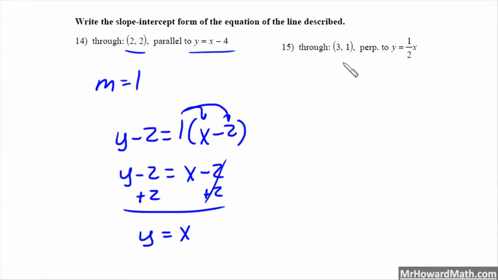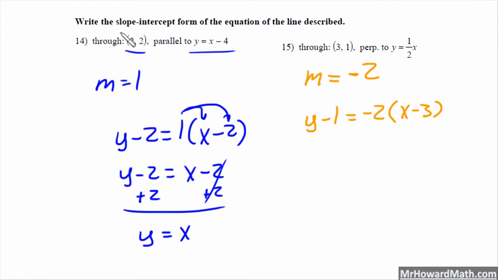Okay, in number 15, through 3, 1 perpendicular to y equals 1/2 x. So it's all about the slope. The slope here is 1/2, so the perpendicular slope to 1/2 would be negative 2 over 1, or just negative 2. You flip it over, that's the reciprocal, you change its sign, so it becomes negative. So opposite reciprocals for perpendicular lines. So now I have point, I have slope, I'll write it in point slope first. So y subtract 1 equals negative 2 times the quantity x subtract 3.